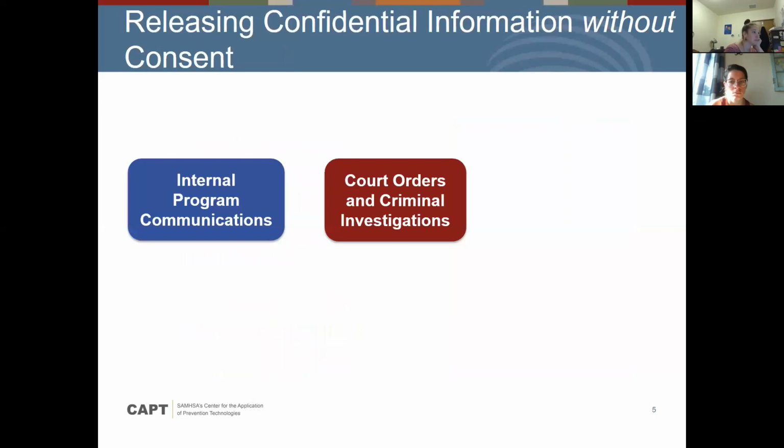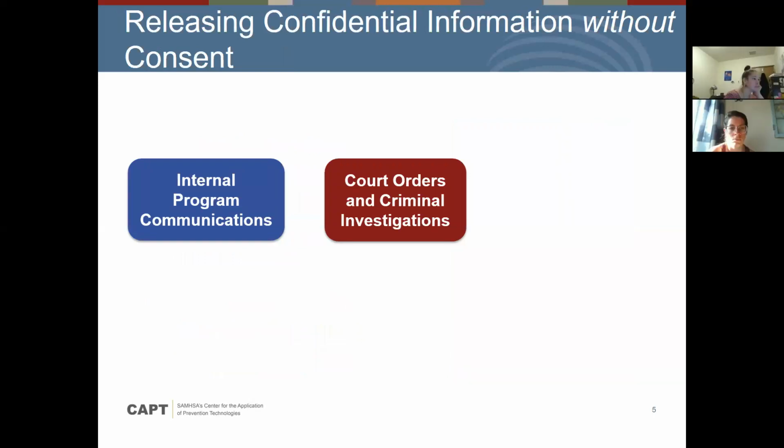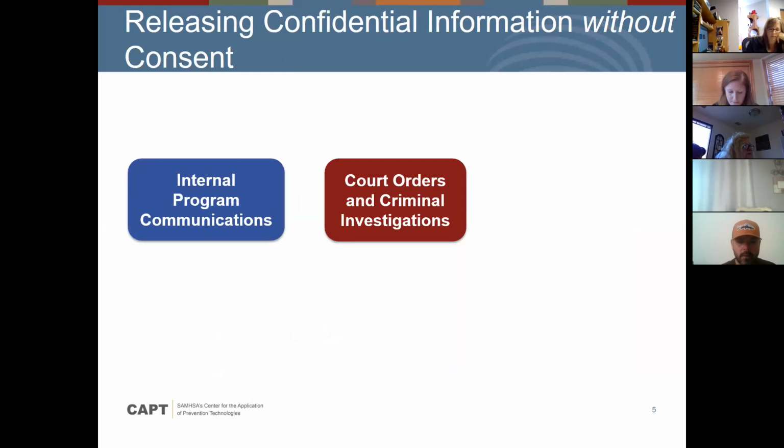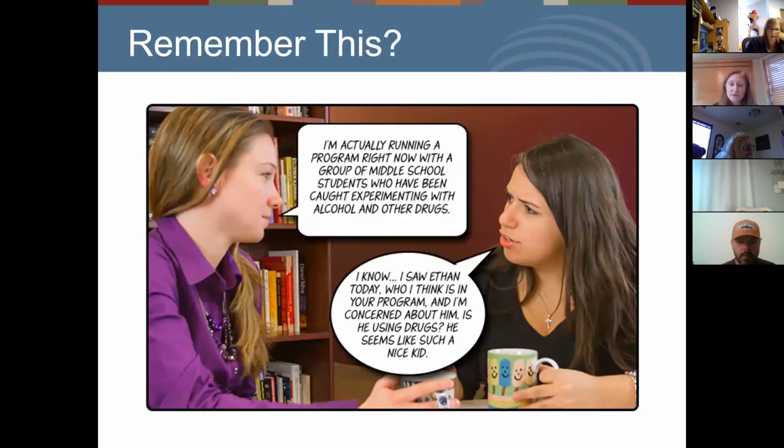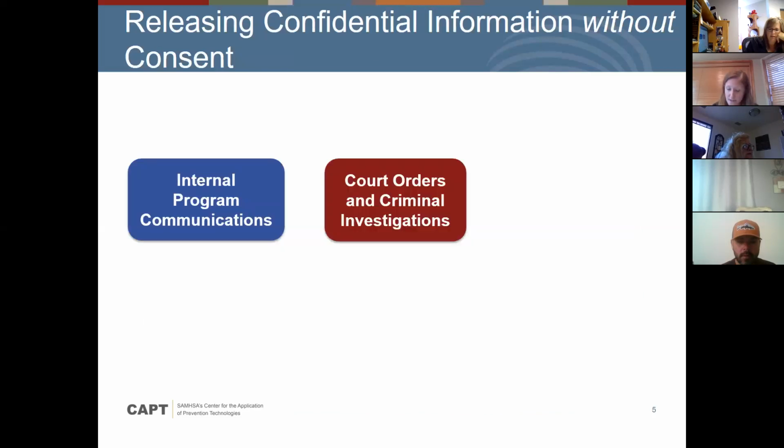So again, we cannot release confidential information without consent. But these are 6 circumstances outlined in 42 CFR Part 2. As we go through them, you may want to refer to the summary of the confidential principles to help you follow along. There is a handout you can look at, but we're going to go through these pretty quickly.